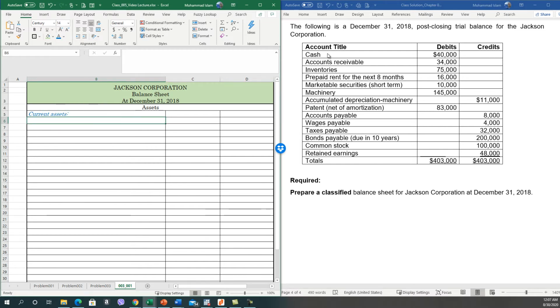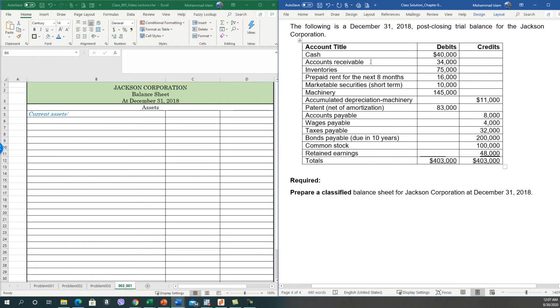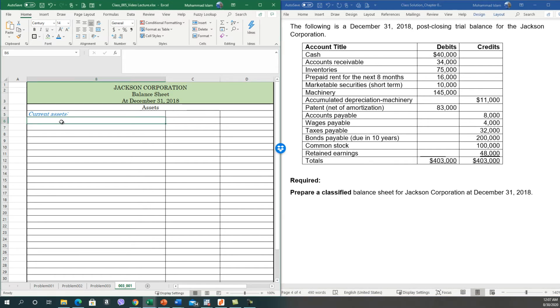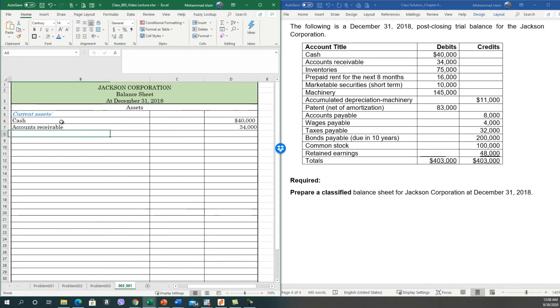So we can see that we have cash, accounts receivable, inventories. Let's start with cash, that is 40,000. You can see that. Then the second one is accounts receivable, which is 34,000.